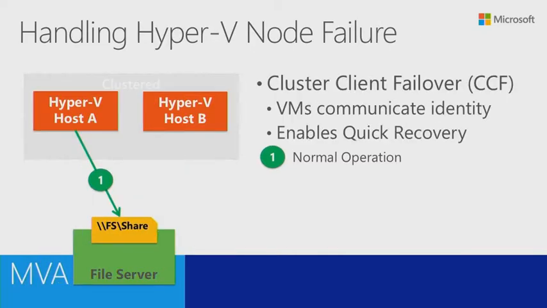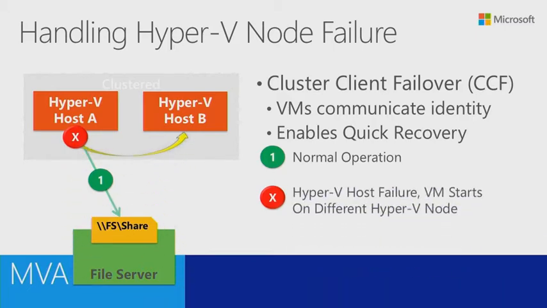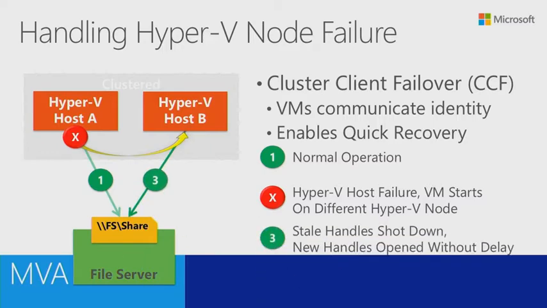So how do we handle a Hyper-V node failure? What if, for example, someone's in the closet and yanks out the power cable of a Hyper-V server? Well, that's no problem. We take advantage of cluster client failover. This is, again, some fantastic work we've done between the clustering team and the file server team to make sure that in the case of a Hyper-V host failure, the VM starts on a different Hyper-V node and the state handles are created very quickly without delay.